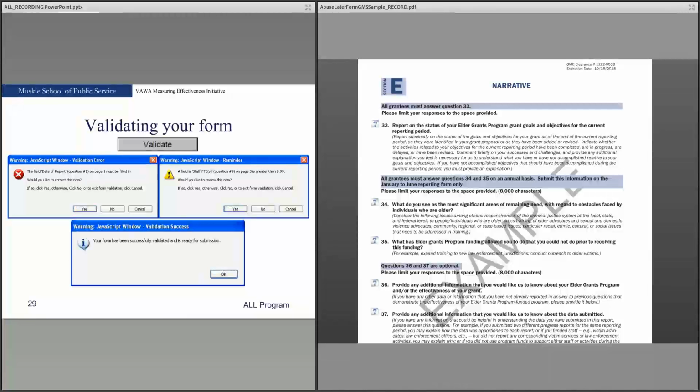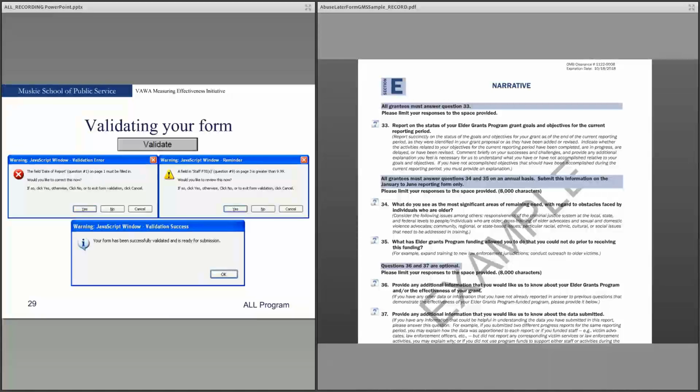When this happens, you may see one of two warning messages. One type is a validation error message with a red X. If you receive this type of message, it means you are missing some of the required information. If you want to fix this error now, you can click Yes, and it will bring you back to that exact question on the form. If not, you can click No and continue with validation. However, please note you will not be able to complete the validation process until you fix a validation error with a red X.